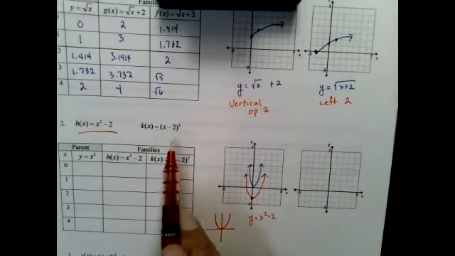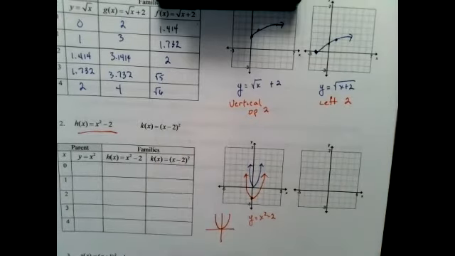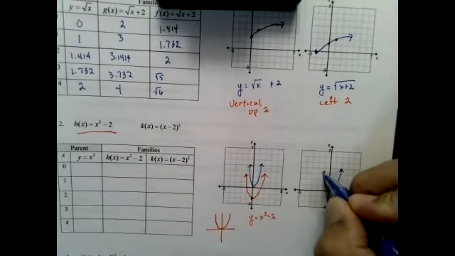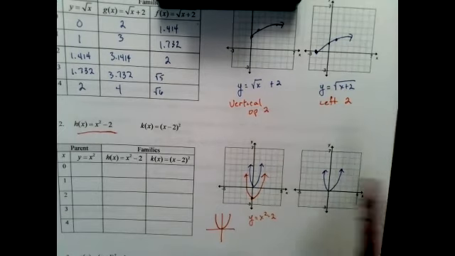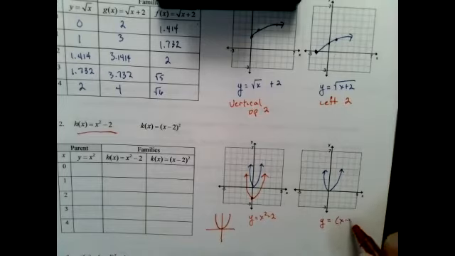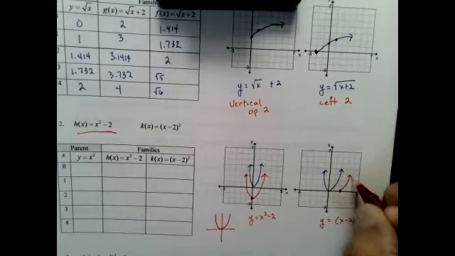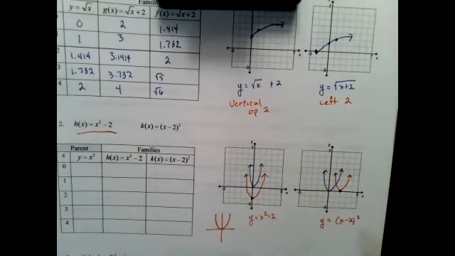This time, y equals x minus 2 squared. I'm going to tell you what happens. Here's my parent function. And this guy, y equals parentheses x minus 2 squared, affects the x right away. And if I went through and did all the points, I would see that it shifts it to the right 2 this time.